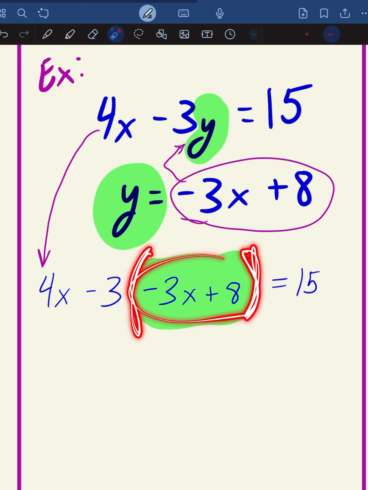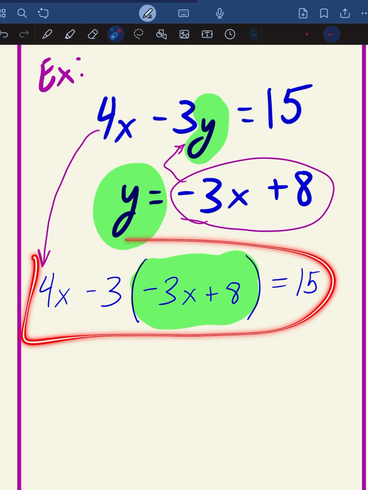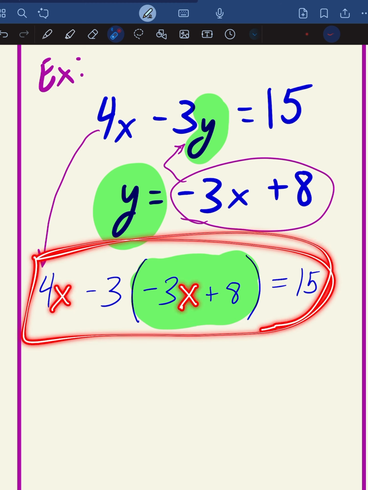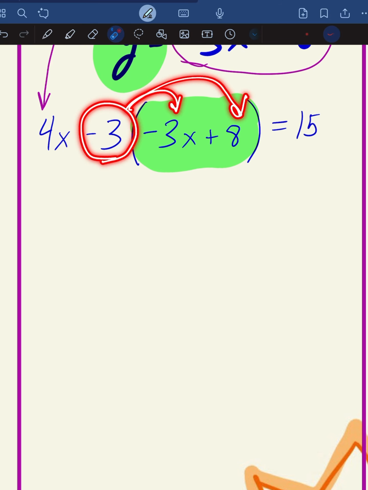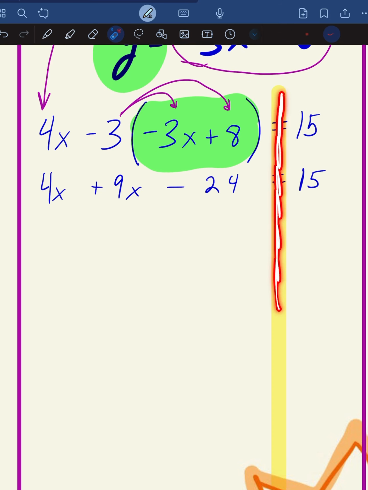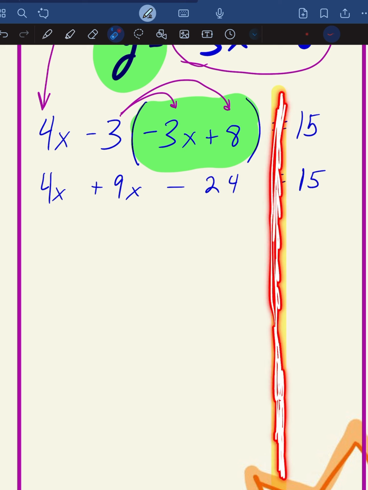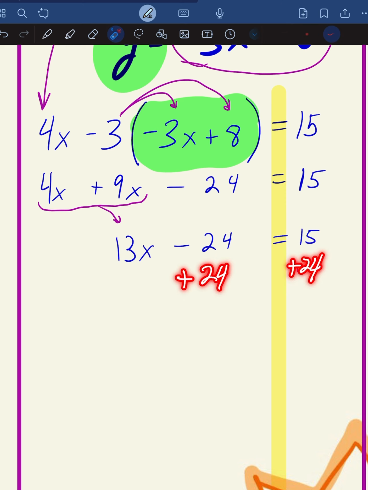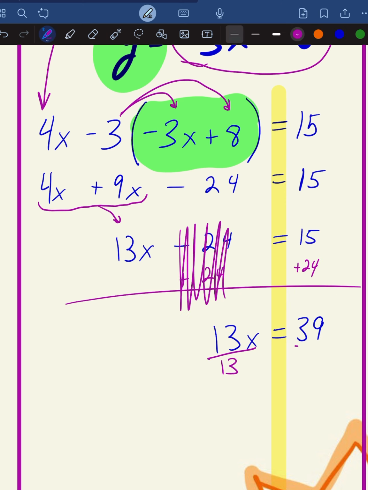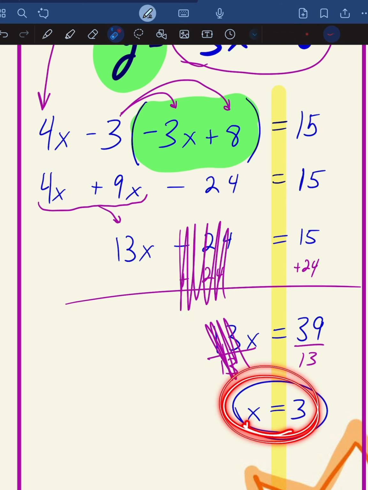So once you have substituted one of your equations into the other, your whole new equation should only have one variable in it, which means we can start to solve for x. So first, take that -3 and distribute it in. Some people might find it helpful to block off this equal sign in order to keep the two sides of your equation separated. These two x's are on the same side, so we can combine them. Add 24 to each side to cancel, then divide by 13 to finish isolating x. And we get x equals 3.